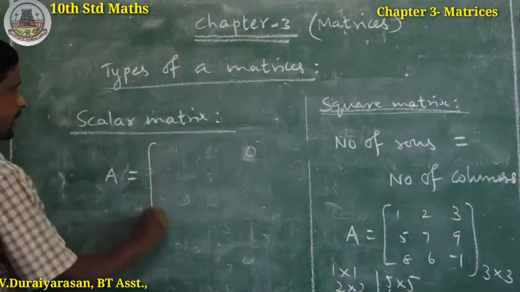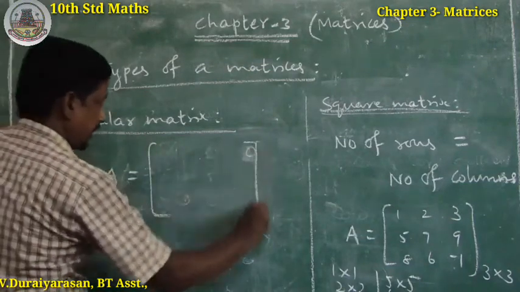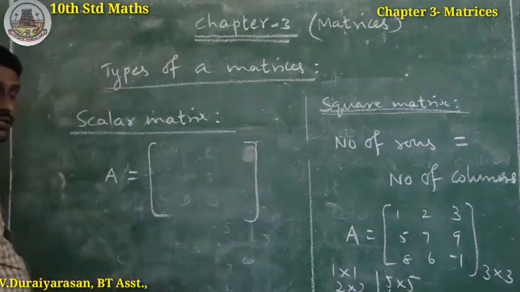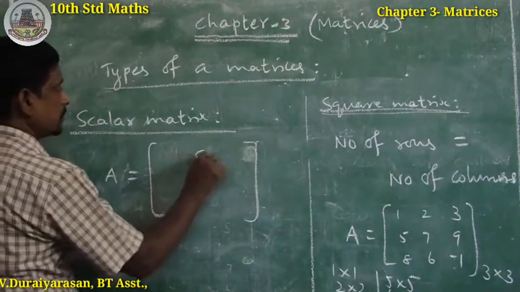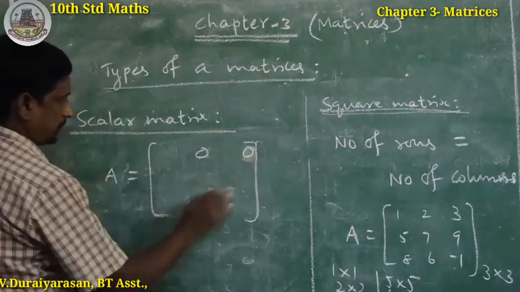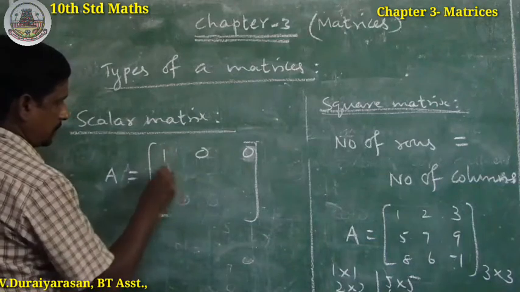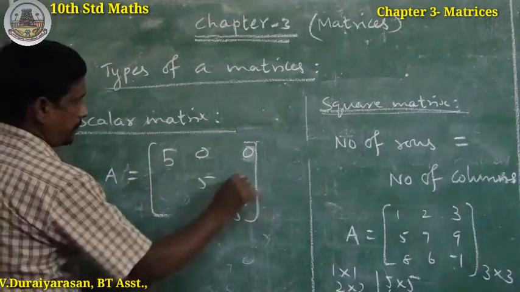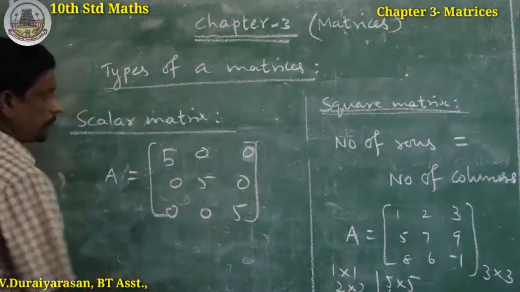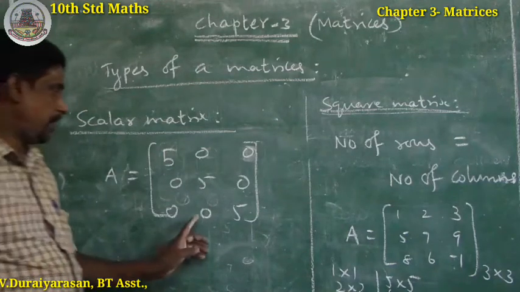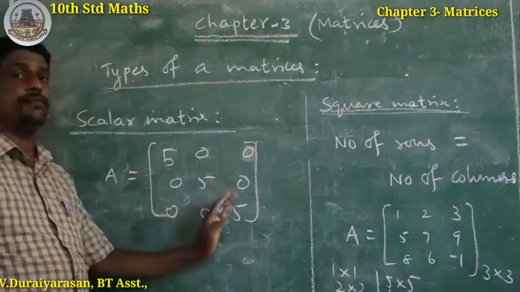A diagonal matrix, for example with diagonal elements 5, 5, 5 and all other entries 0. First of all, consider a diagonal matrix.